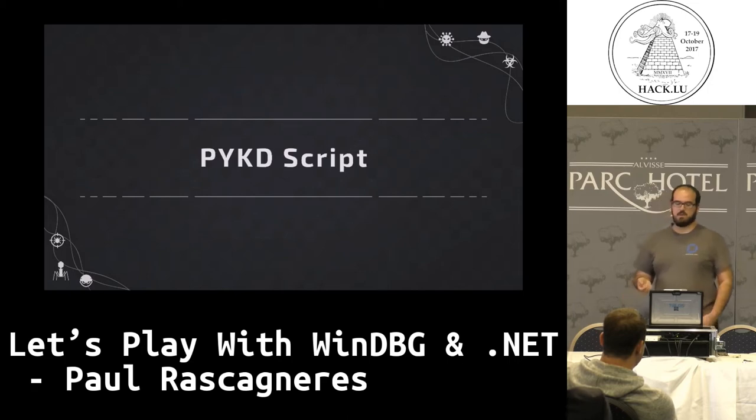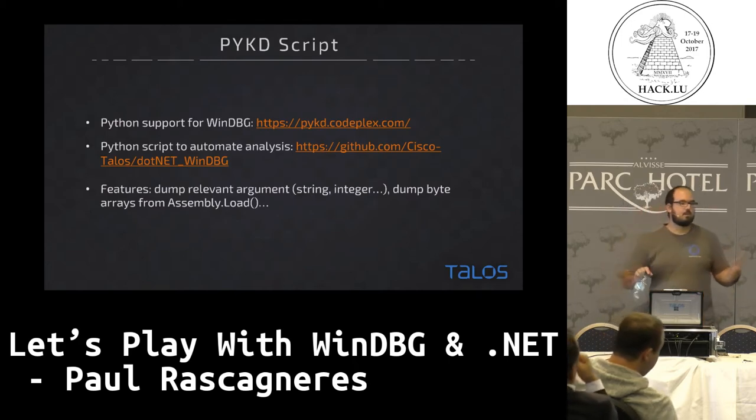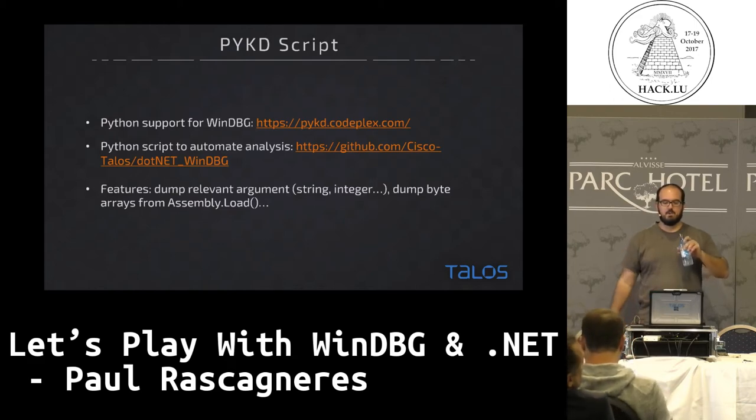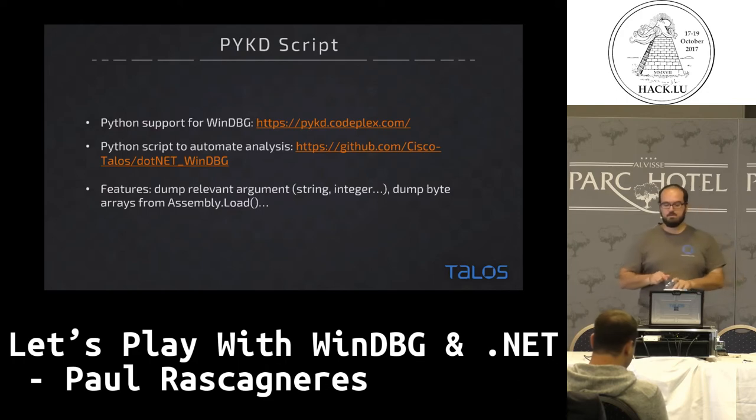So we created a small Python script. You need a Python extension. By default, WinDBG does not support Python, so you need to add a Python extension. It's PyKD. It's open source, and you have precompiled binaries. It's really easy to use. You must take our script, of course. It's available on Cisco Talos GitHub.